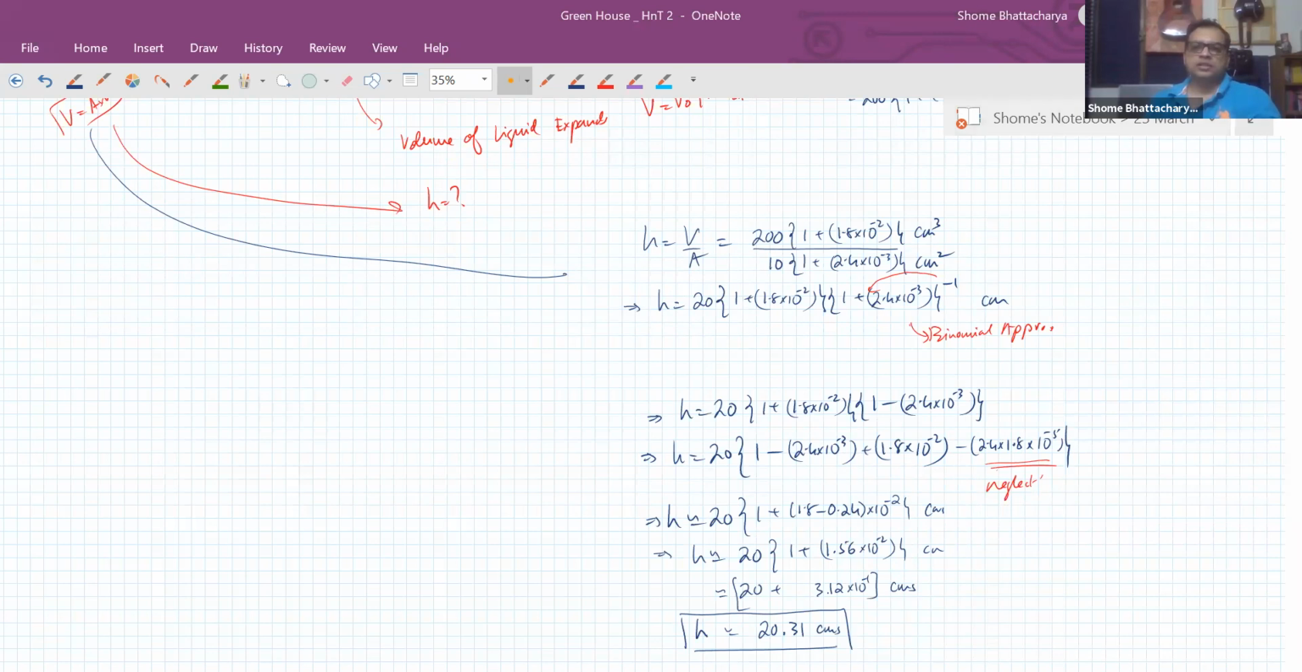Okay, so people, I hope the method of calculation is clear. This chapter is very easy, but you have to keep in mind that while doing calculations, you can always make use of the binomial approximation method, which we discussed in a number of things today.